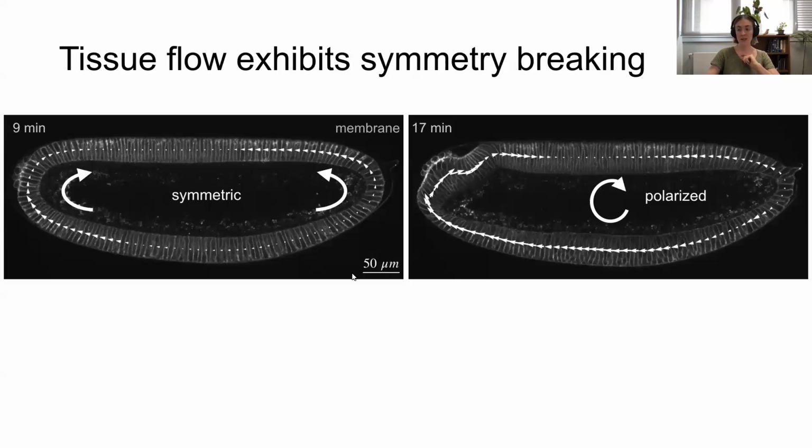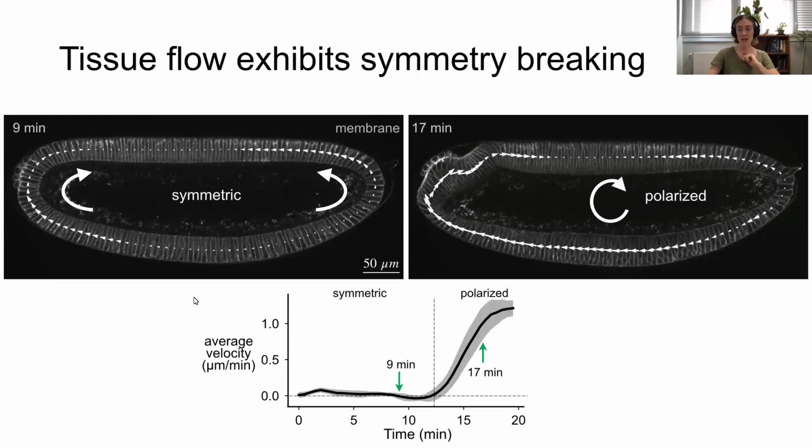And we can quantify this transition by taking the average of the velocity around the embryo. If we consider clockwise arrows as positive and counterclockwise arrows as negative, and we average around the closed loop of the embryo, we can see that at early times we have zero average flow or symmetric flow, and then we see a sudden transition to polarized flow that gets more and more polarized over time.